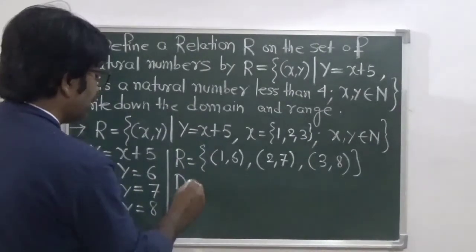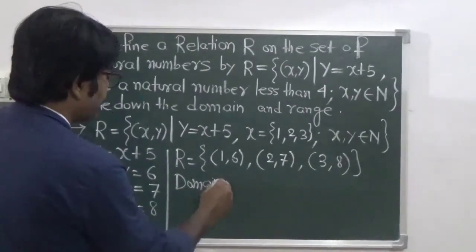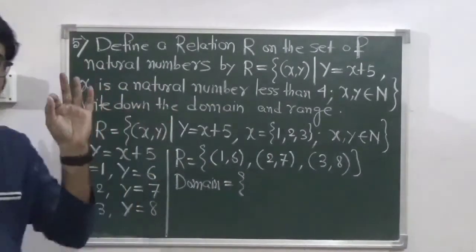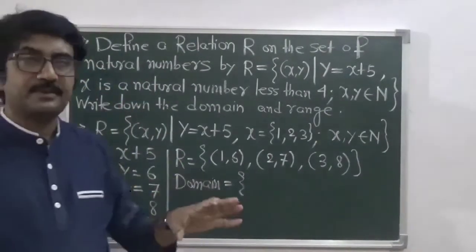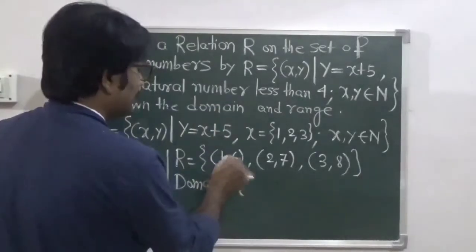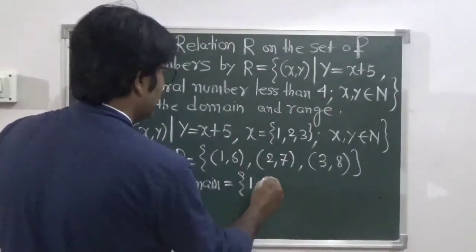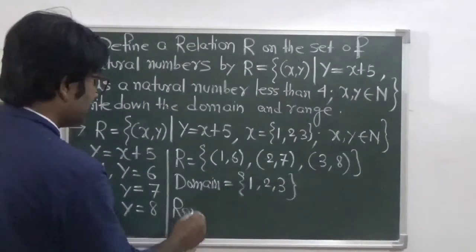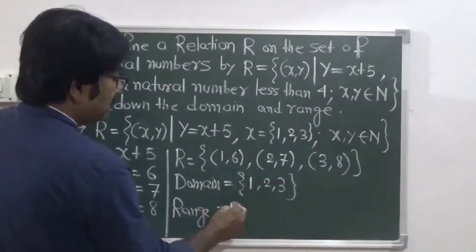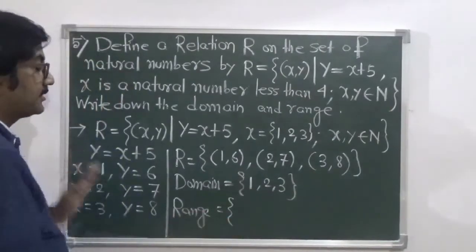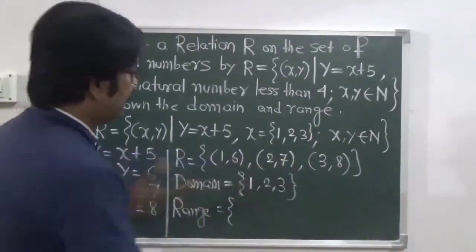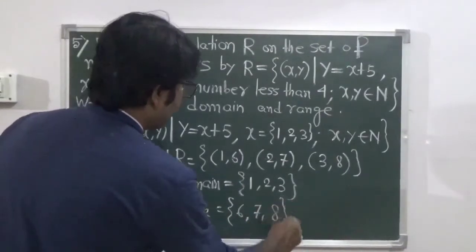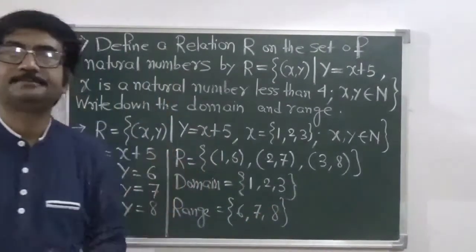So the domain, as I told you, is all the first elements in the ordered pairs of the relation, that is 1, 2 and 3. This is the domain, and the range is the set of all the second elements in the ordered pairs of the relation: 6, 7 and 8. Okay.